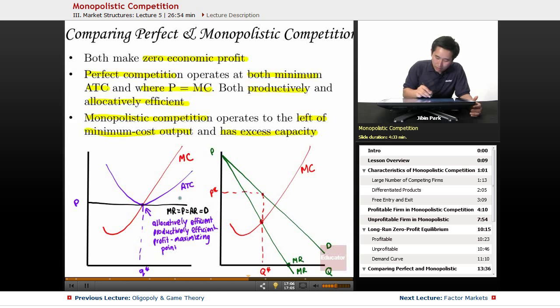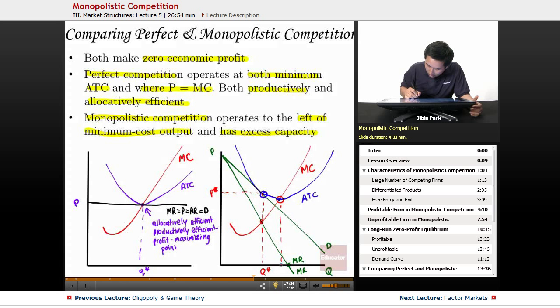So notice the price is going to be higher in monopolistic competition than in perfect competition. Again, the trade-off being that you get more variety. And you draw the ATC tangent to the point at which it's the profit maximizing here. So notice, in monopolistic competition, they're going to operate at this point right here, to the left of minimum cost output. Now, what is minimum cost output here?